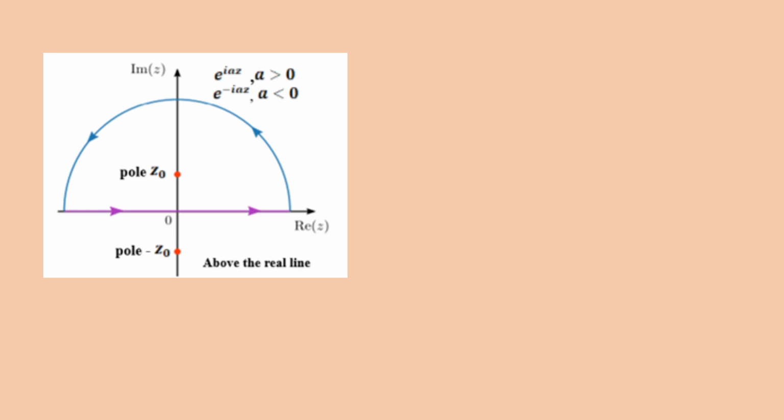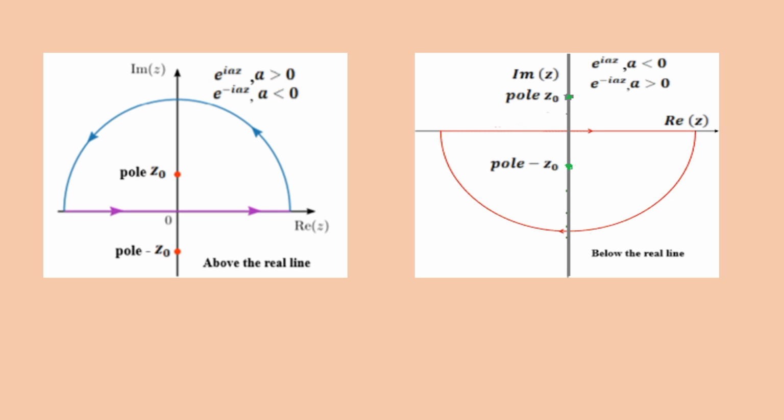The arrow mark indicates the direction. So the pole is inside the contour, in the upper half. Normally we will choose the y-axis as the imaginary axis and the real axis as the x-axis. So minus infinity to plus infinity on the real axis, then it will go to the semicircular path. This is downwards based on e^(iaz), below the real line.